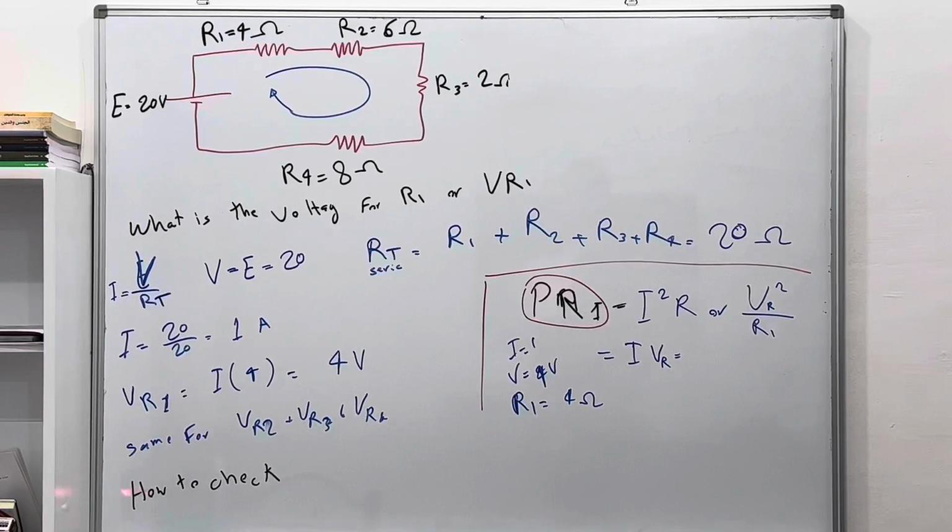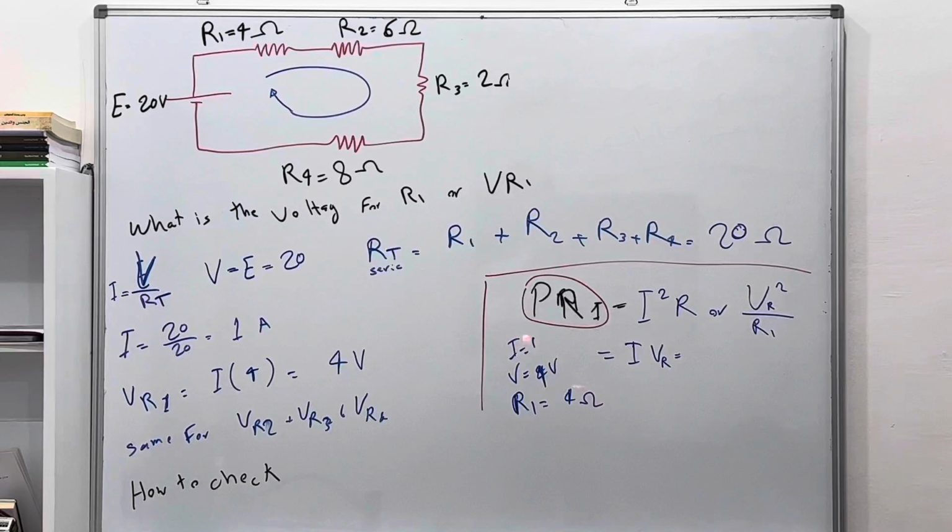So how can we check if this answer is right or wrong? We can do the same for VR2, VR3, and VR4, plus VR1. If they add up to 20, which is equal to the source, it means it's checked and it's right. So VR2 will equal I, which is common for all, which is 1, multiplied by 6, which is the resistance. We can solve all of them the same way, and it checks.